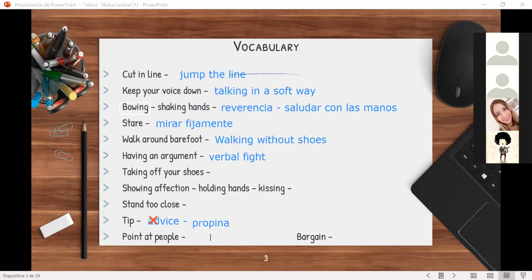Point at people. Do you know what this means? Señalar a alguien. Yes. ¿Alguna vez les han apuntado? ¿Cómo se han sentido? How did you feel when someone pointed at you? Angry. Maybe angry, uncomfortable. Yeah. Okay. So let's see.